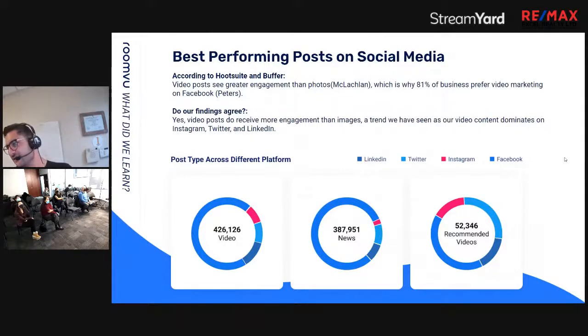Something else that is also interesting is different posts across different platforms. So again, LinkedIn and Facebook are performing really good across every type of thing that we post.